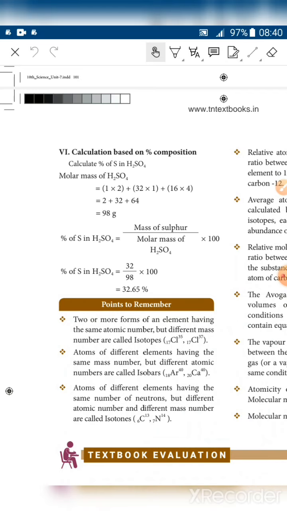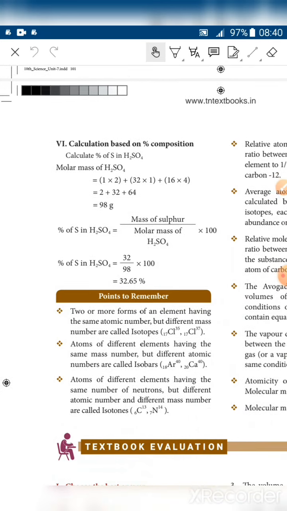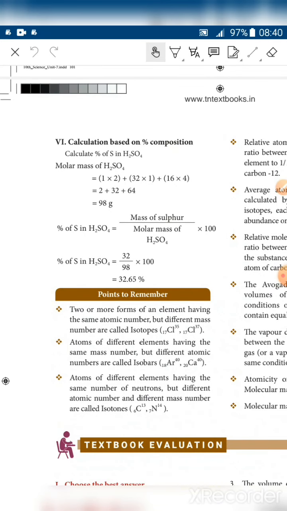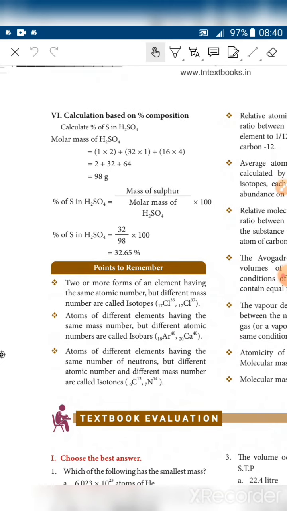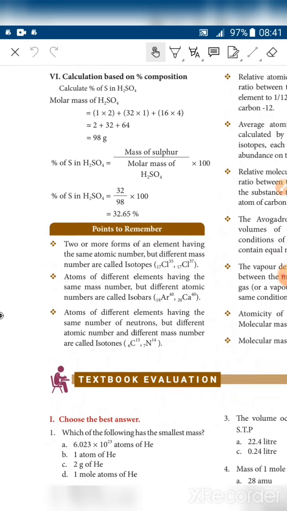So 2 atoms of hydrogen, its atomic mass is 1, so 1 into 2. And 1 atom of sulfur, atomic mass is 32, so 32 into 1. And there are 4 atoms of oxygen, so 4 into its atomic mass 16. And you have to get the sum of all these multiplied values. So 2 plus 32 plus 64, that is 98 gram, the molar mass of sulfuric acid.